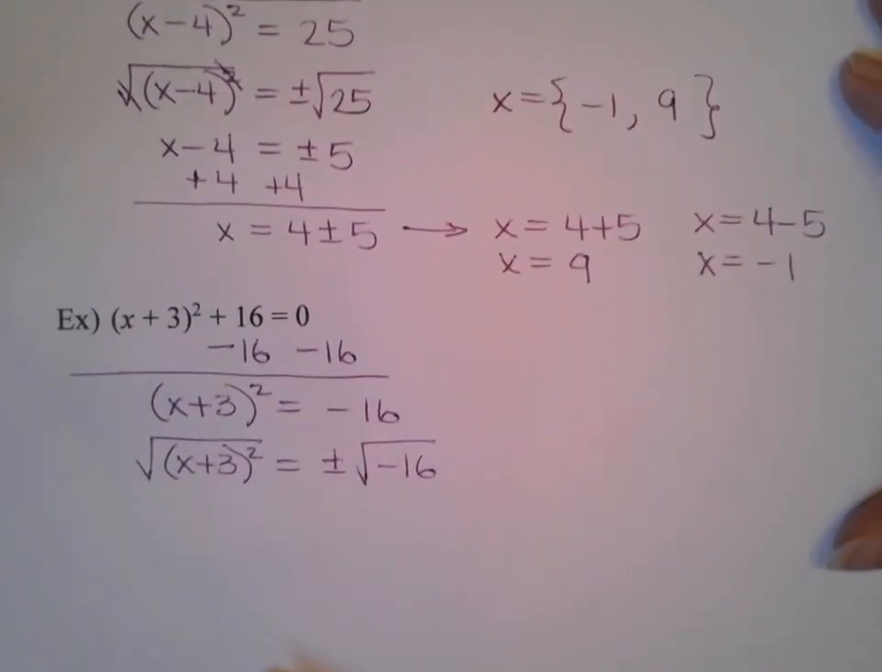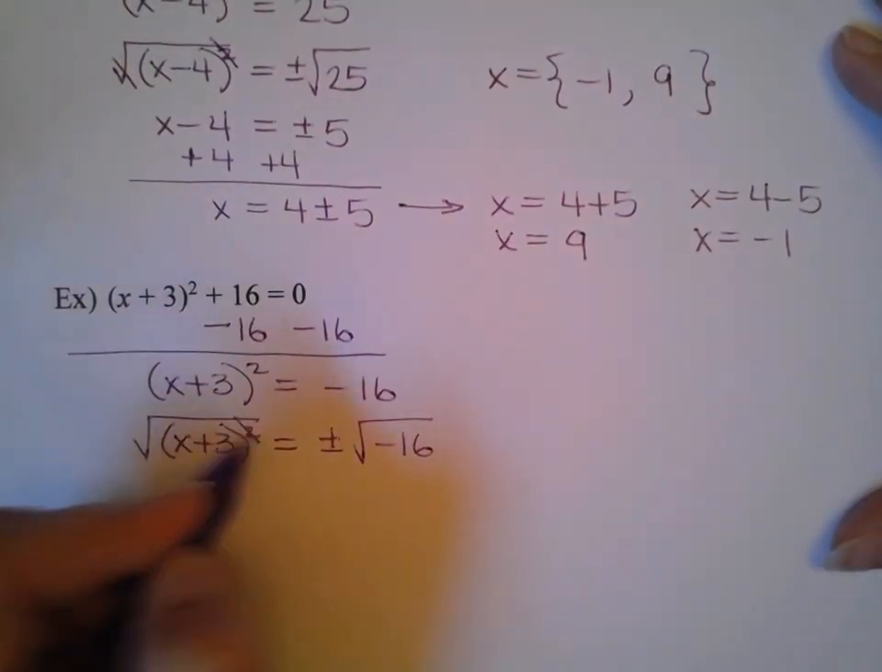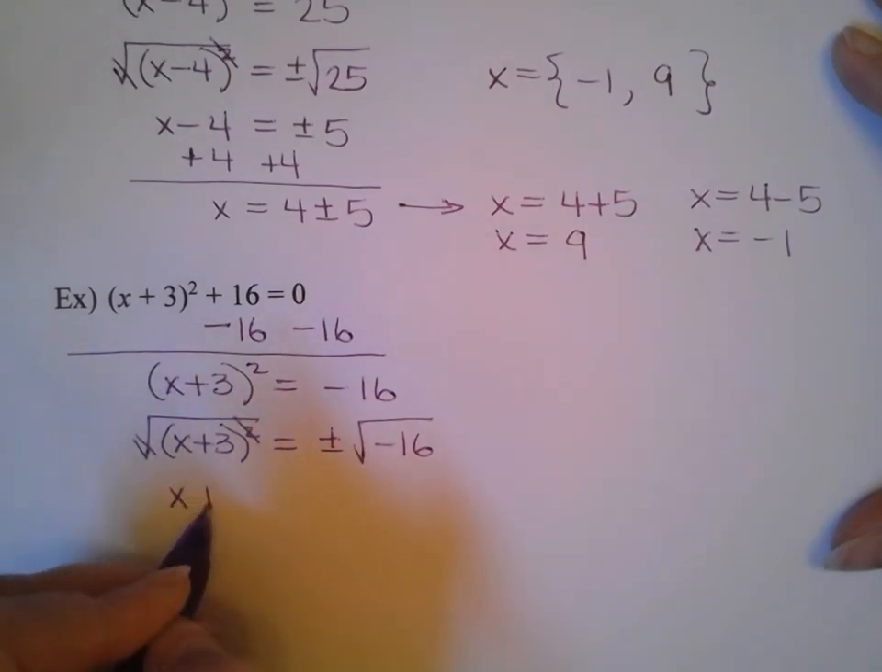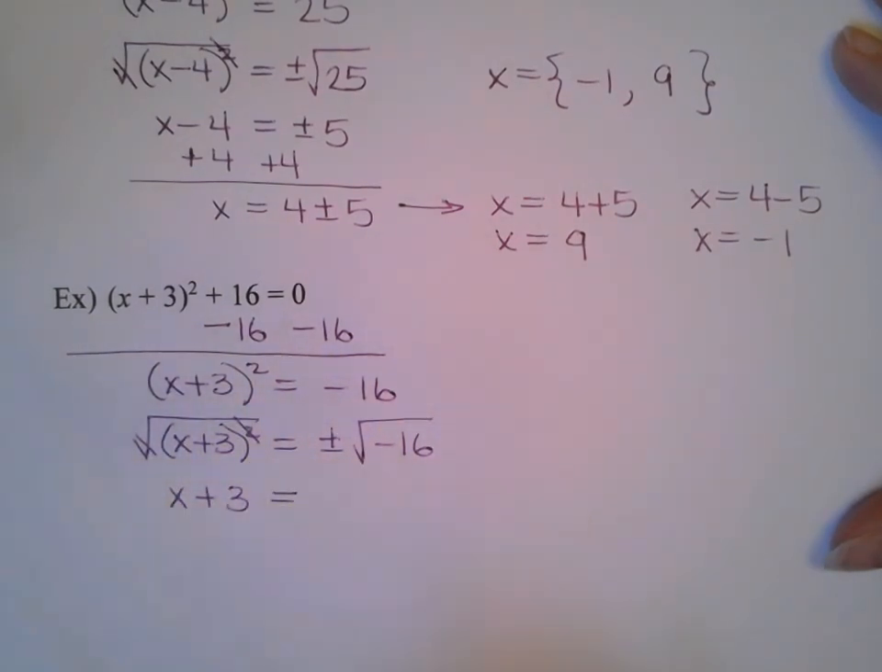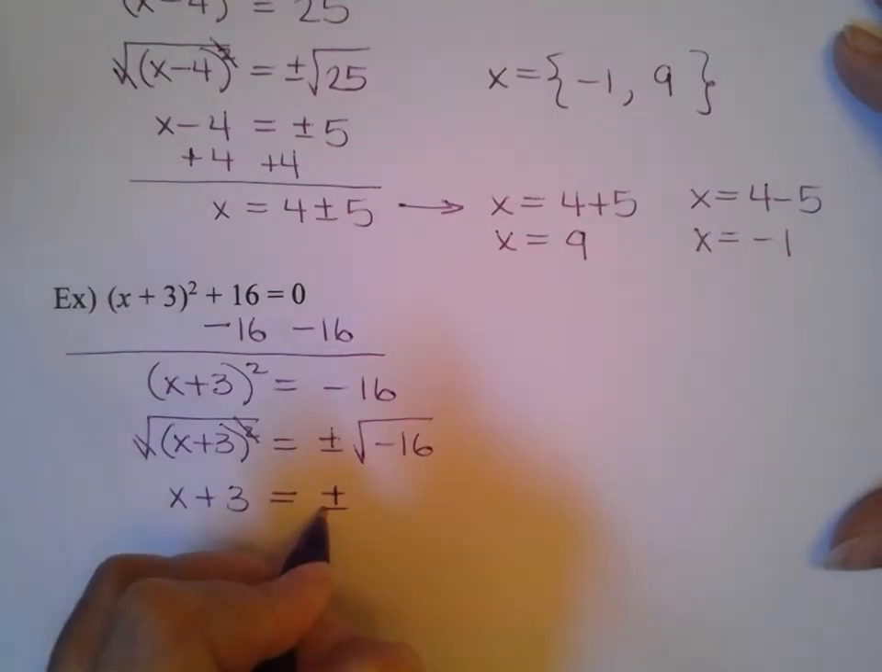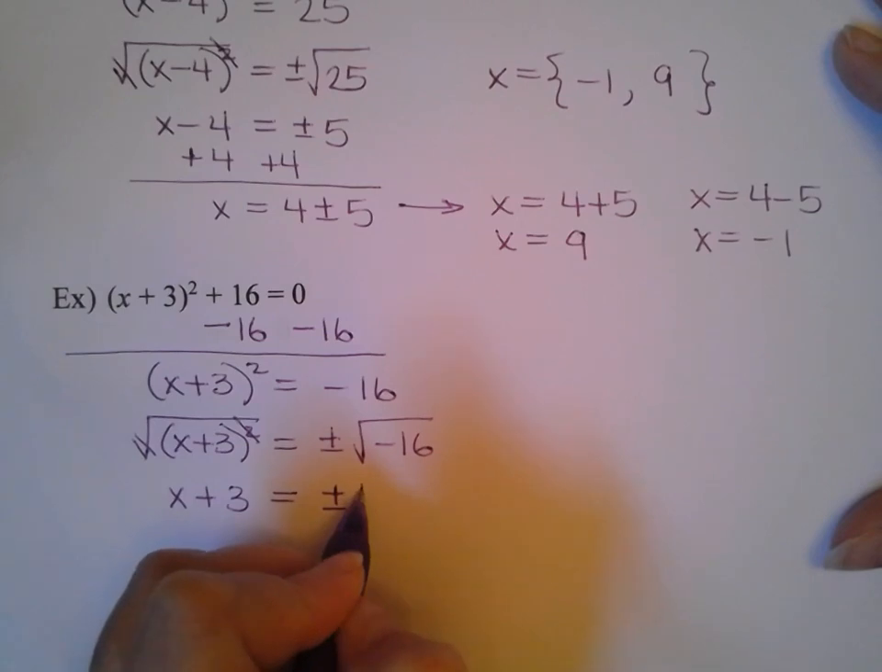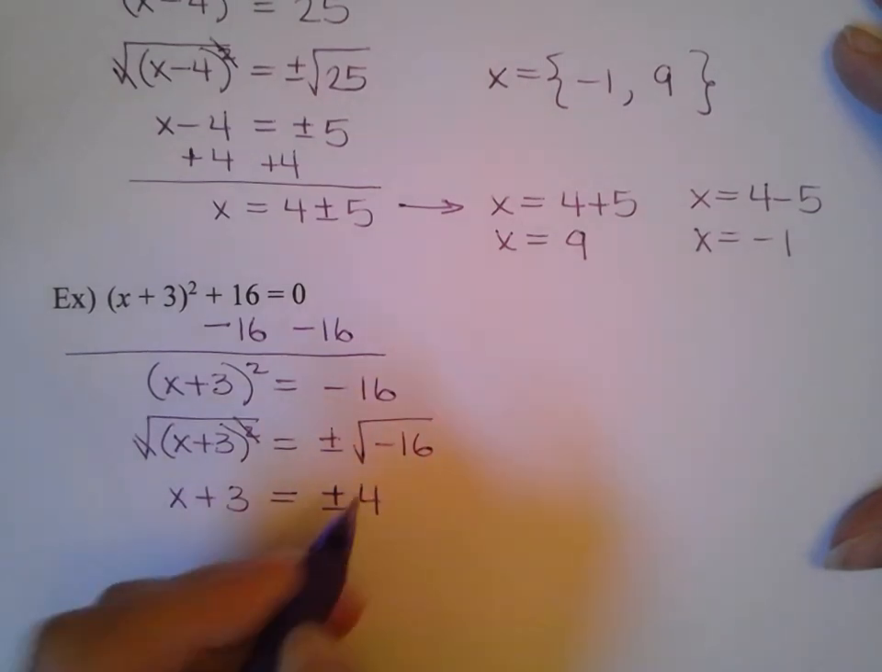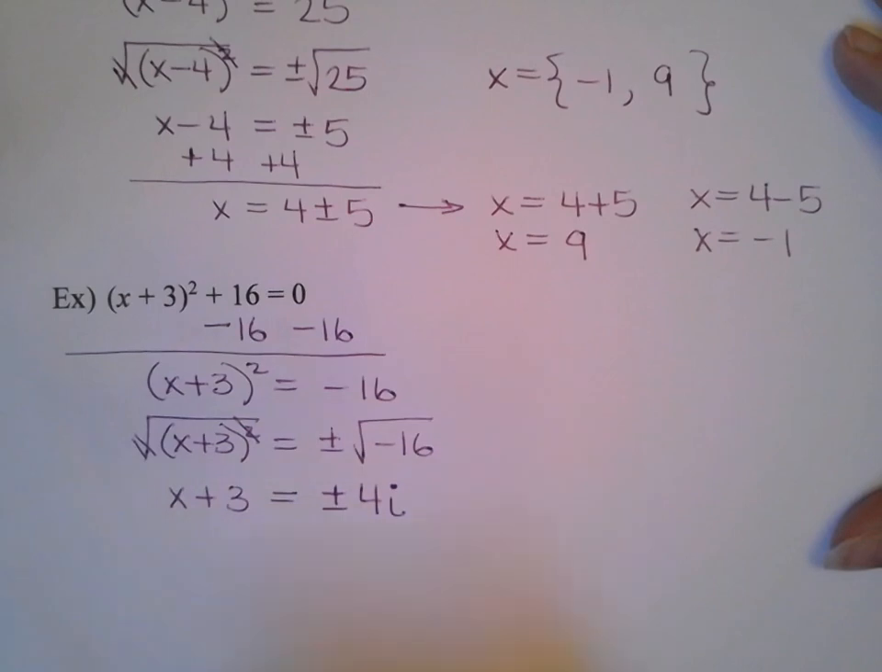This problem is a little bit different. The square and the square root are going to cancel each other out on the left-hand side. What's going on the right-hand side here? What is the square root of negative 16? It is a complex number. So the square root of 16 would be 4, but because it's negative, we're going to have the i. Right? And we looked at that in a previous video. So if you need to go back and see that again, there's a video for that.